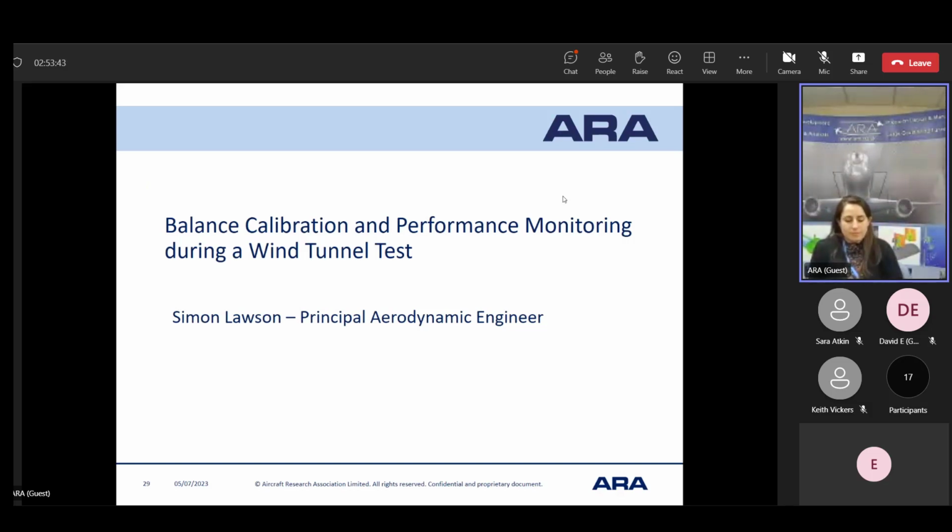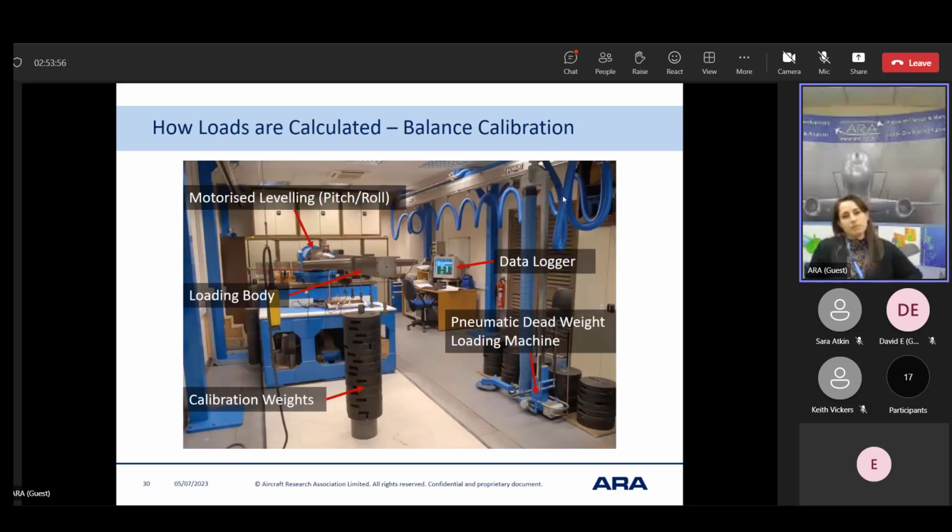I'm just going to finish off the ARA presentation with a discussion of calibration, followed by some challenges for when we actually use balances in the wind tunnel. So we need to calibrate our balances, and at ARA we do this by applying dead weight, precisely calibrated calibration weights. This picture shows our calibration facility.